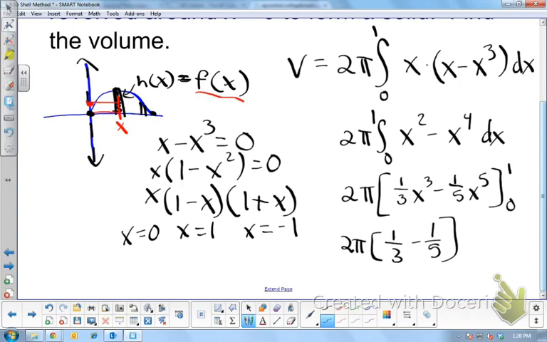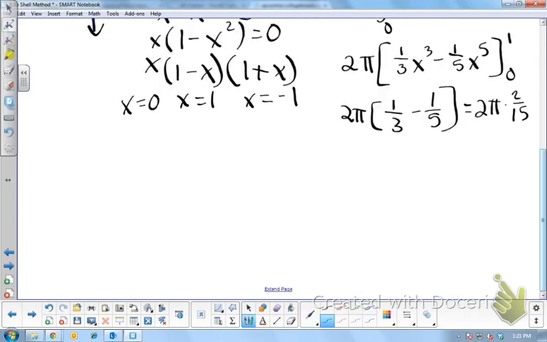So we would subtract and get 2 over 15. So we get 2 pi times 2 over 15. All I did was 1 times 5 is 5, 3 times 1 is 3, 5 minus 3 is 2, 3 times 5 is 15. So I kind of shorthanded my fraction and didn't write it all the way out. So we multiply 2 pi times 2 over 15, and we get 4 pi over 15.